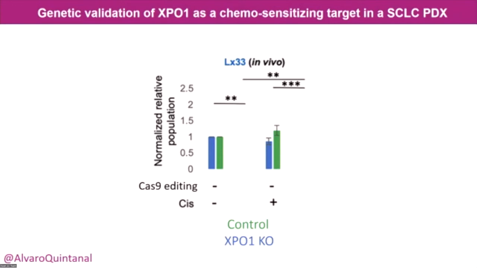You can see here that when there's no Cas9 editing at all, the populations treated with cisplatin don't really change. They remain the same. However, when we don't do any cisplatin or any chemotherapy, you see that those cells with the XPO1 knockout will deplete a little bit. And this is because XPO1 is actually an essential gene.